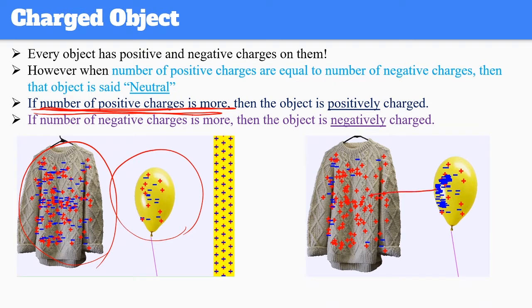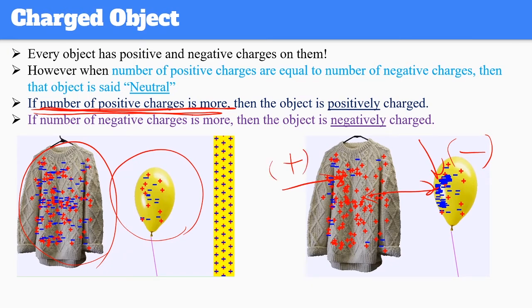But once you put two objects together, well, it's not going to work for every object, but for certain materials, once they are put together, they actually exchange charges between them. Then this one, in this case the balloon, is going to have more negative charges, so it becomes negatively charged, and this one is going to have more positive charges, so it is going to be positively charged.